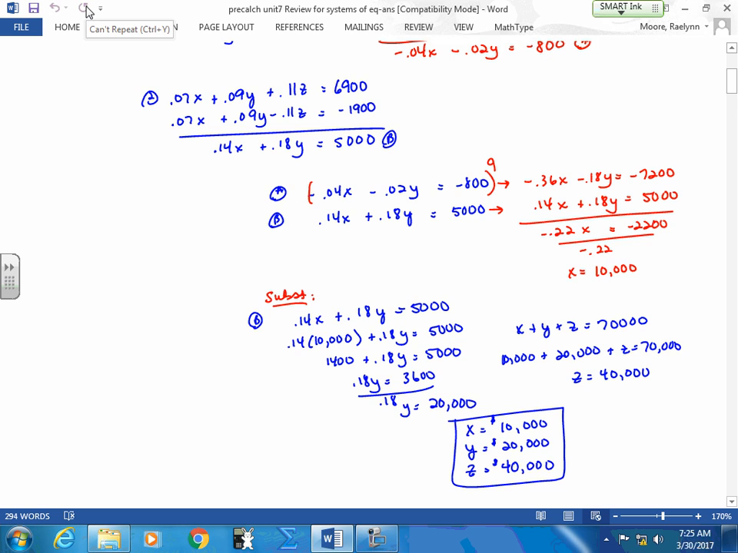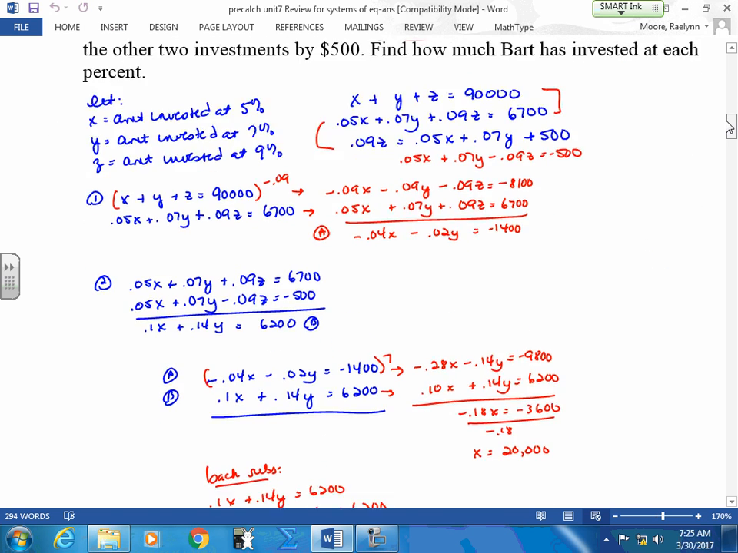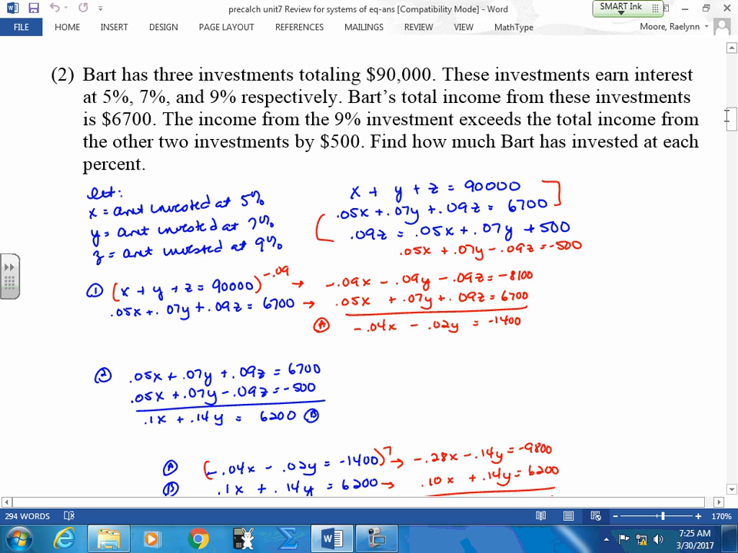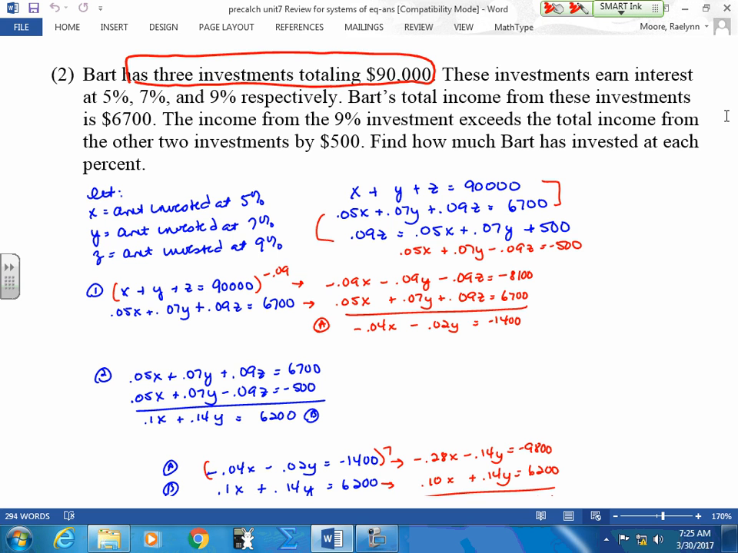Okay, so let's move on. All right, so let's work these equations. Work with me. Bart has 3 investments. So here are my let statements. First I'm going to start like this. 3 investments, what's my equation? 90,000, good. That's the money that I'm taking of my own and putting into these investments. These investments earn this income respectively, so I assign my interest.